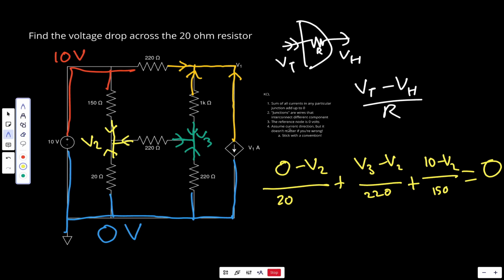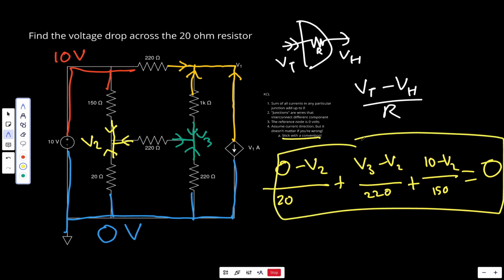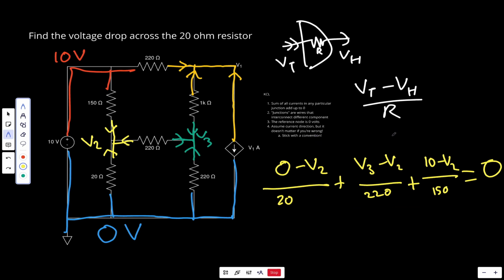And another thing is that we're assuming current directions. I can't tell you with absolute certainty that the current is going in this direction. I can't tell you with absolute certainty that it's traveling in this direction. I certainly cannot tell you that it's traveling in this direction. All of these are assumptions, but they're all safe assumptions because it does not matter if you are wrong. Stick with a convention, preferably this one, and don't change it.